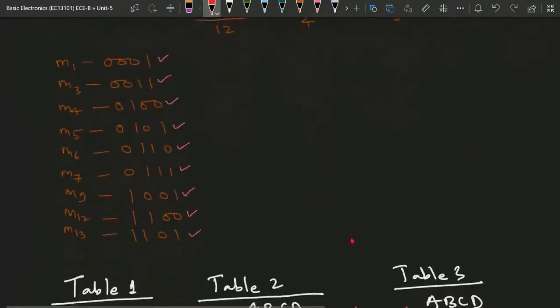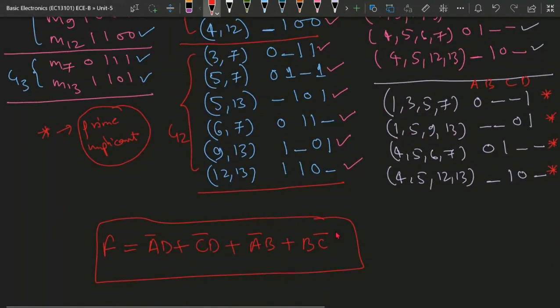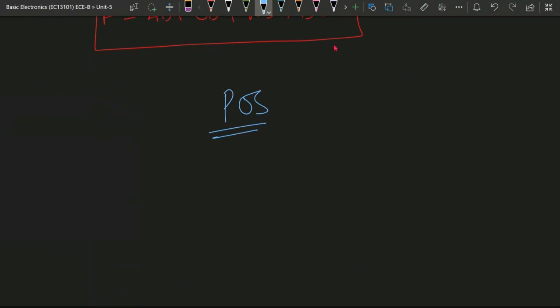Okay, so this is how the reduction is basically done by using the tabular method. This is called the tabular method. Then we will be proceeding with the next example, which will be the product of sum example.